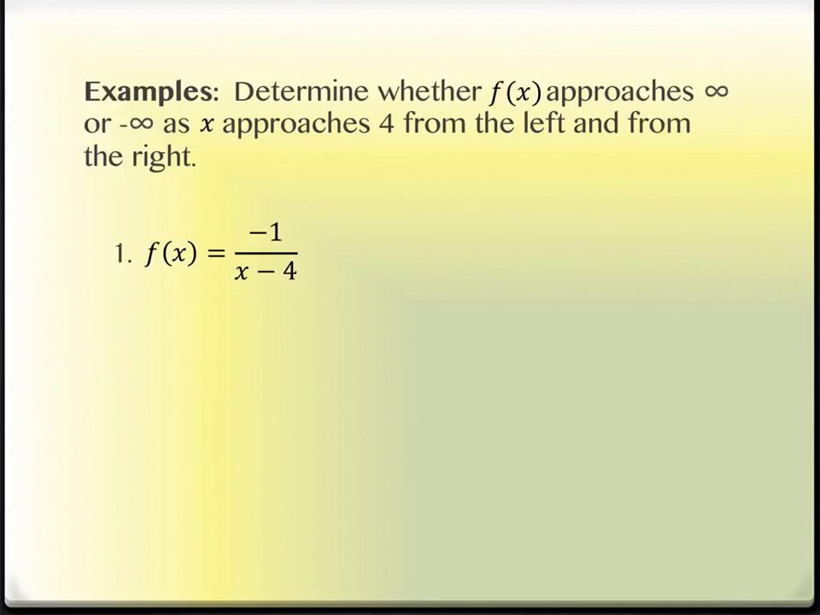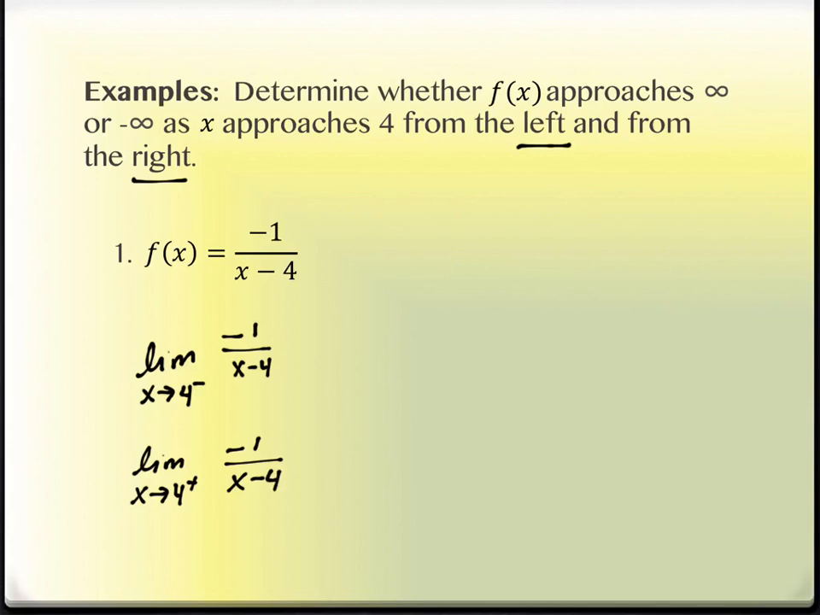Here's our first one. It says to determine whether f of x approaches infinity or negative infinity as x approaches 4 from the left and from the right. So there are two pieces that we're working on. We're going to do the limit as x approaches 4 from the left, we'll go in order, of this function, which is, I'll just write it in here, negative 1 over x minus 4. And then the limit as x approaches 4 from the right of negative 1 over x minus 4.